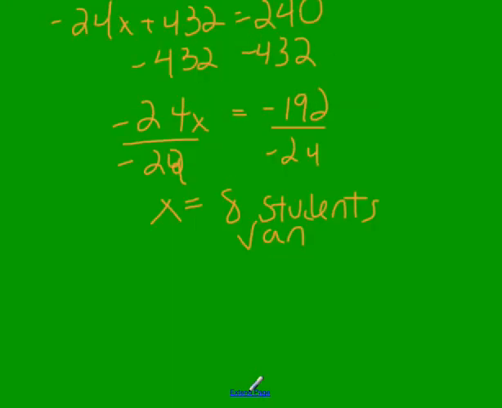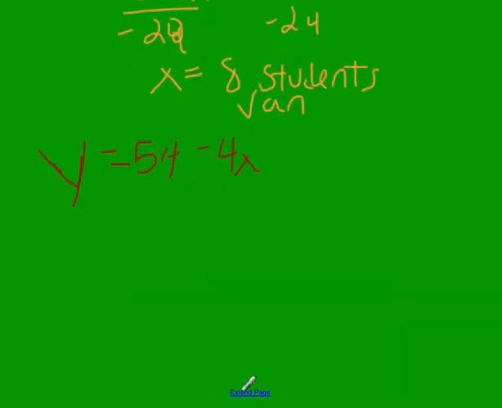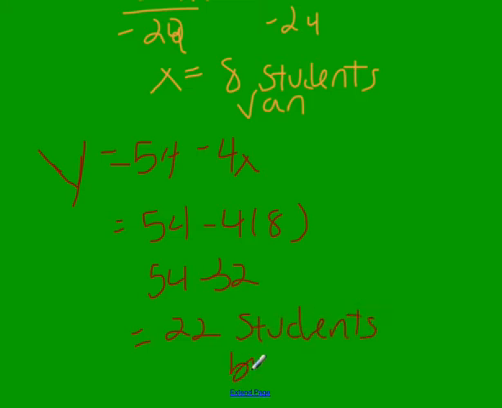So if you recall, we found out that y is equal to 54 minus 4x. So now I'm going to plug that in. So I have 54 minus 4 times 8. So that's 54 minus 32, which is equal to 22. Now y represents students in the bus, so we're going to do students for the bus. So there's 22 students on the bus and 8 students in the van.